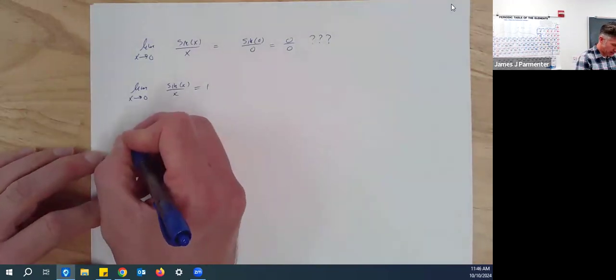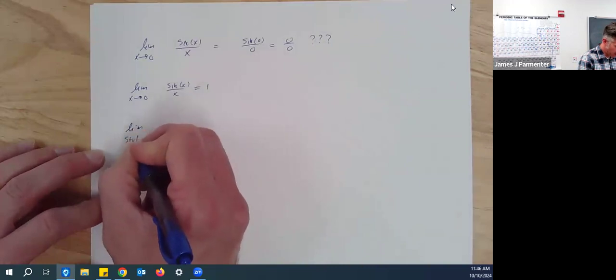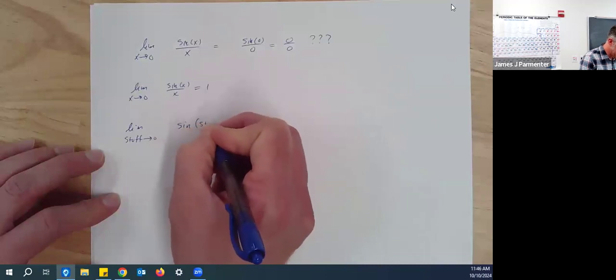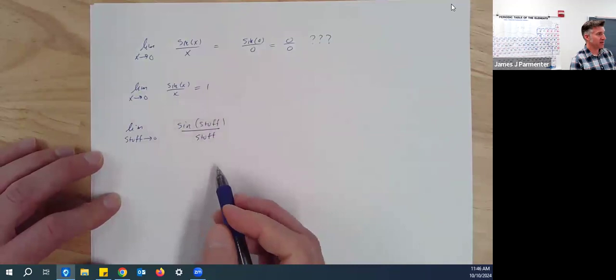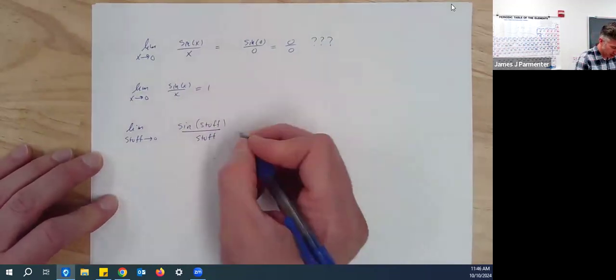And that here is the case. Really, it's the limit as some stuff approaches 0 of sine of some stuff over the exact same stuff. If you have sine of stuff over stuff, and the stuff is approaching 0, then that limit is going to equal 1.